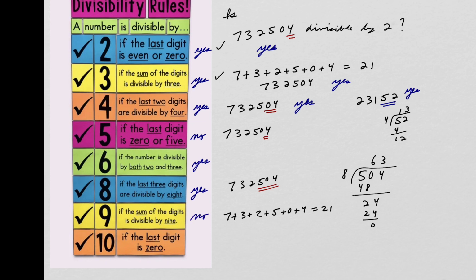So this is no. And 10, you guys definitely know. How do we know if a number is divisible by 10? If the last digit is a 0. In this case, that last digit is a 4. It's not a 0, so it's not divisible by 10. So this is no. Okay, if you forget these rules, it's okay. You can always just do long division. If it goes in evenly, then it is divisible by that particular number. These are just a quick way of determining whether a number is divisible by 2, 3, 4, 5, 6, 8, 9, and 10.